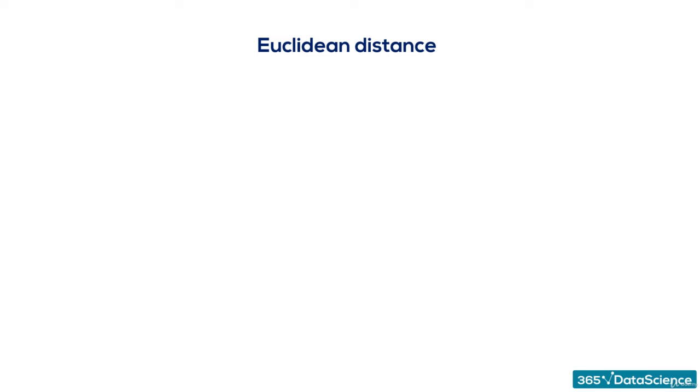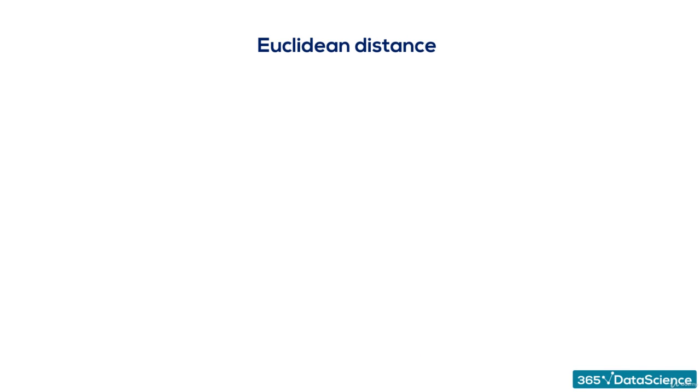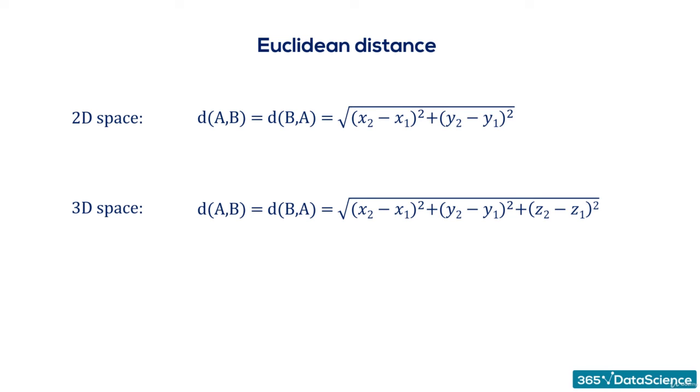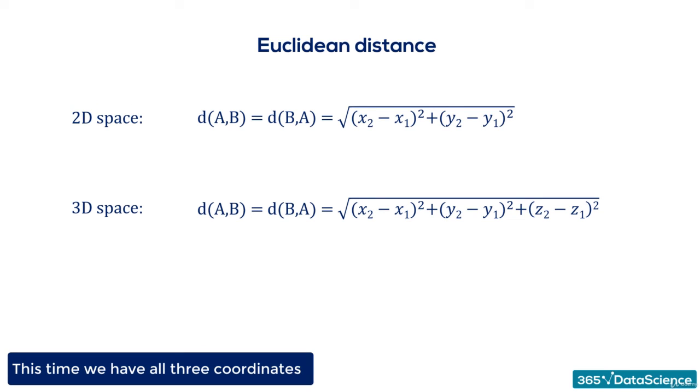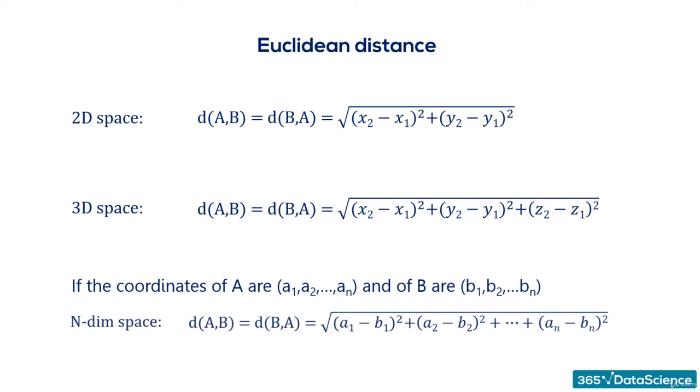While we are still here, let's generalize this notion to n-dimensional space. So, in two-dimensional space, the distance between 2 points, A and B, is the square root of the sum of the squares of the differences of the two coordinates for each point. Similarly, in three-dimensional space, we have the square root of the sum of the squares of the differences. But this time, we have all three coordinates. In n-dimensional space, we would have the same formula, but along each of the n axes.